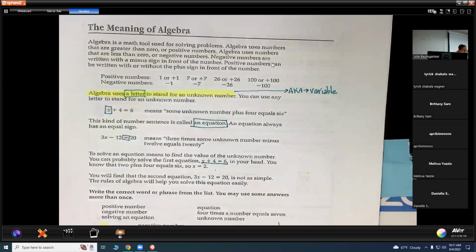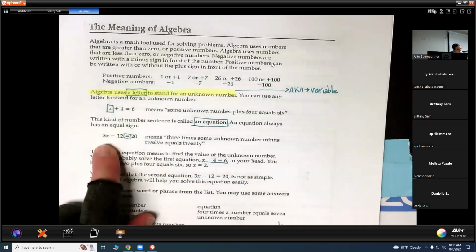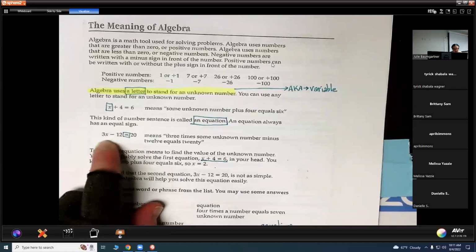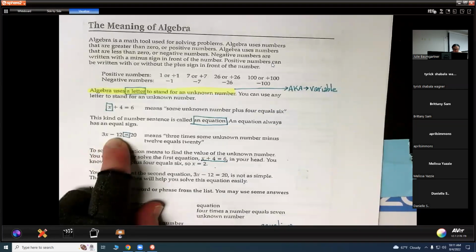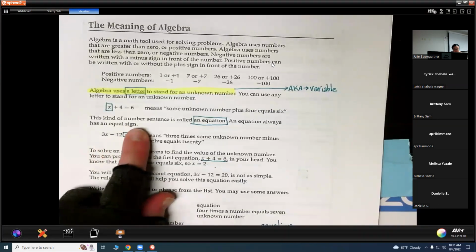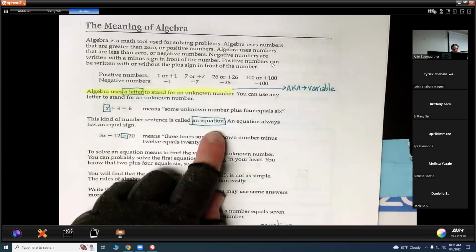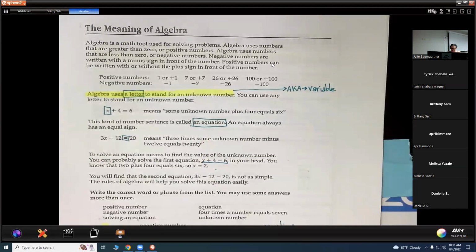All right, and so then, when we have a variable along with some numbers and mathematical operators, creating an expression, when we add an equal sign and a value on the other side of the equal sign, now we've created an equation. So hopefully everyone's feeling good. We need to know this language, because it's just going to help us learn and know what we're talking about.